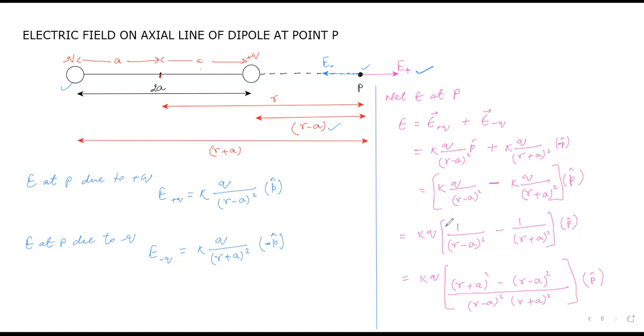Once again, I am going to write this step. On the next page, we have right now E is equal to kQp over (r plus a) square, minus (r minus a) square over (r plus a) square into (r minus a) square. Okay.